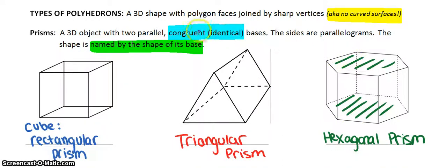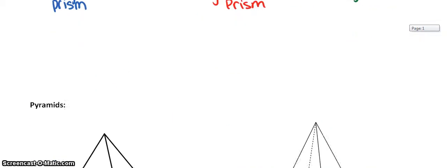And the bases are always congruent or identical, so they're the same size and shape. And then we see the sides are parallelograms. So the sides are rectangles in this case, which is what we typically see. Whereas a triangular prism has two parallel triangles. So it's named for its bases, but still all of the sides are parallelograms or rectangles in this case. Again, this last one is a cube. If these sides were rectangles or the bases were rectangles, we might call it a rectangular prism. But since all the sides seem to be squares, a cube is probably the best word for that.